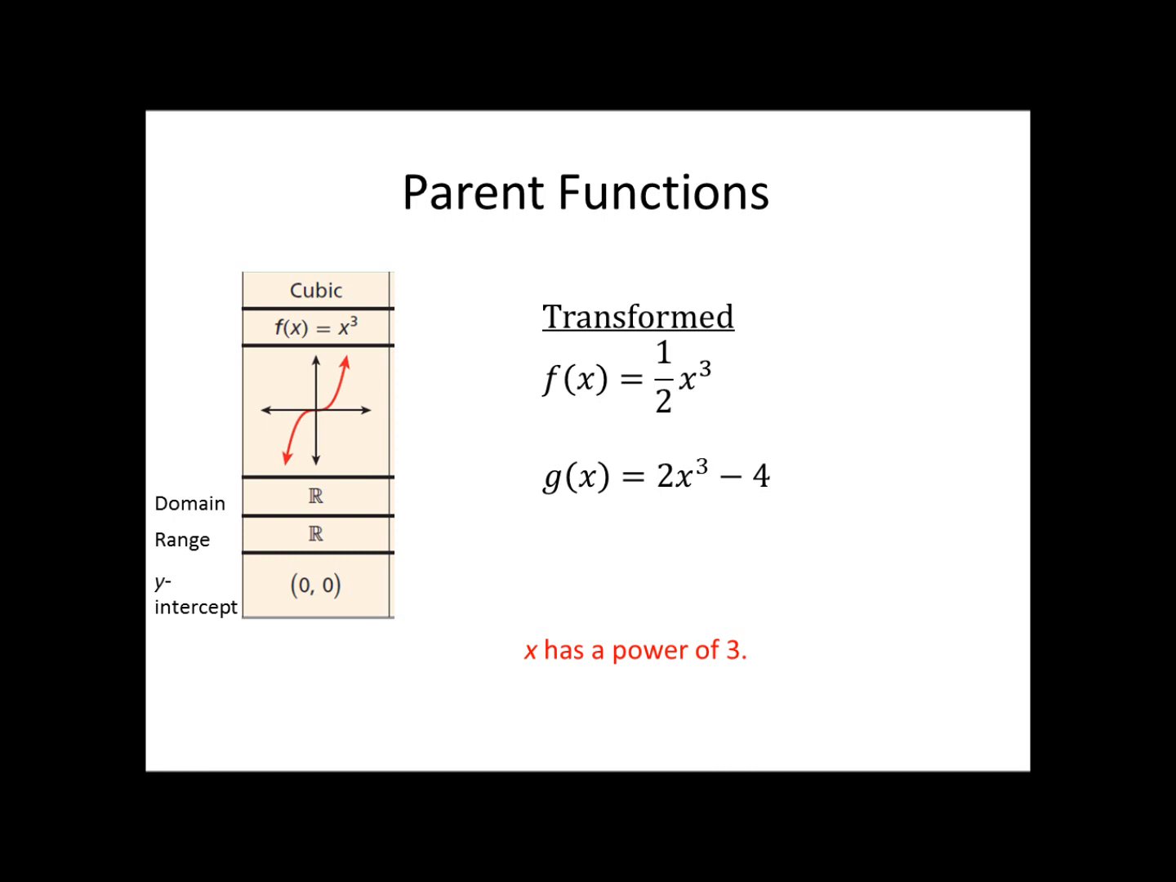The y-intercept is the origin, 0, 0. Here's some examples of transformed cubic functions. F of x equals 1/2 x cubed and g of x equals 2x cubed minus 4. These are cubic functions because x has a power of 3.